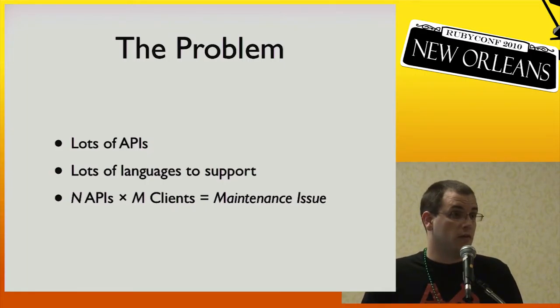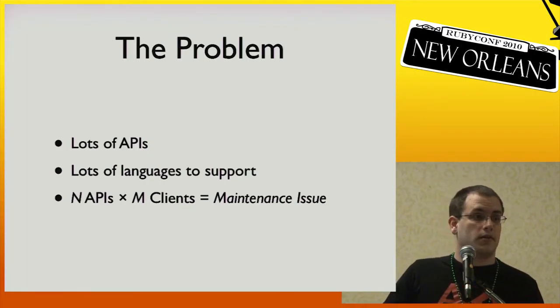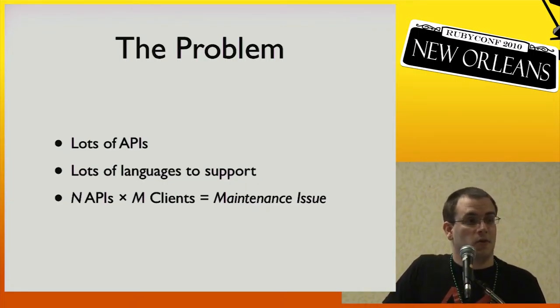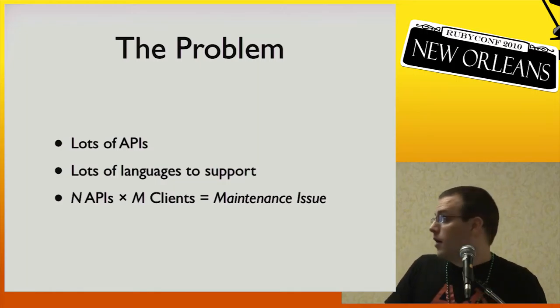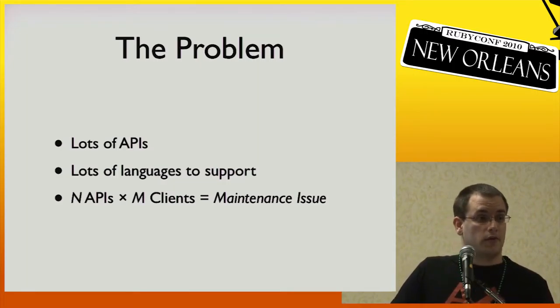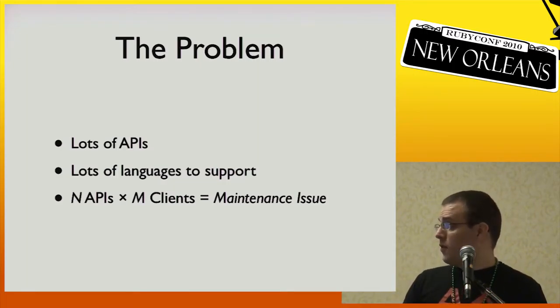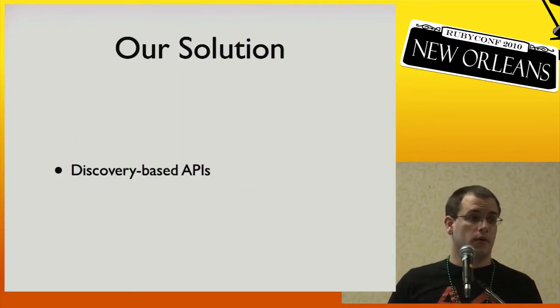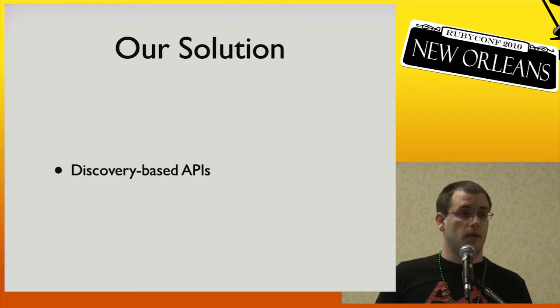And a lot of those get out of date really quickly. Not every language gets the same amount of love. In the past, Ruby has not gotten as much love as we would have liked to give it. So we're trying to resolve that issue. And the way that we're going to try to resolve this is with a new generation of discovery-based APIs.